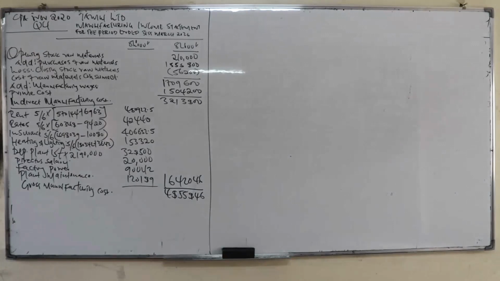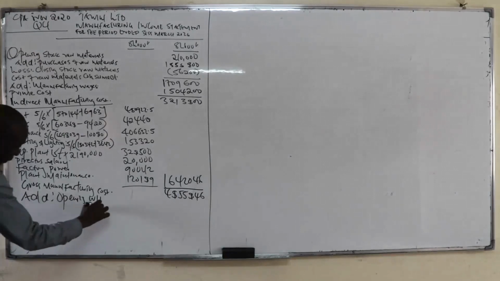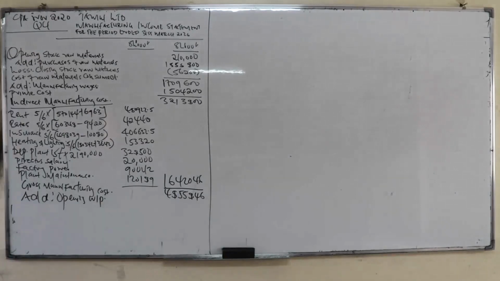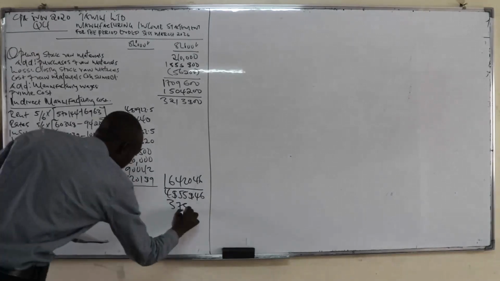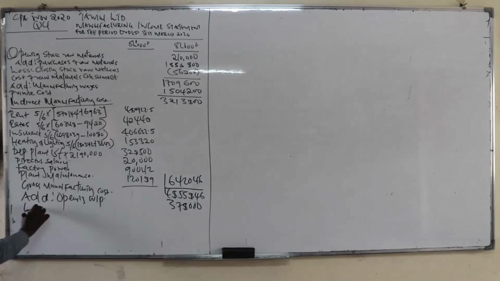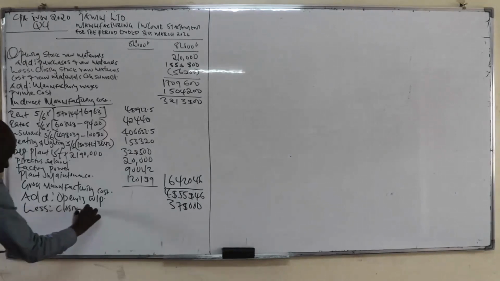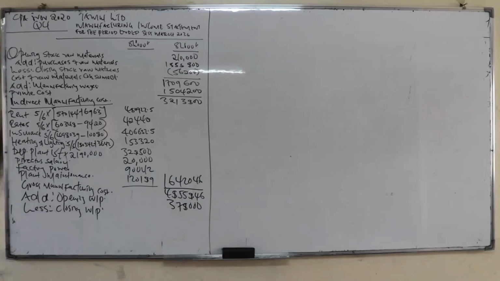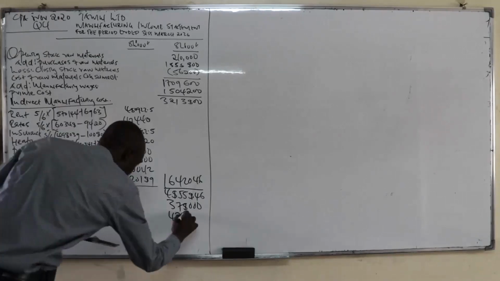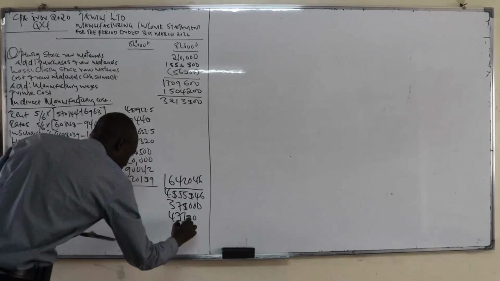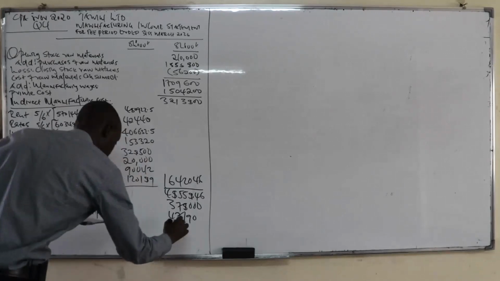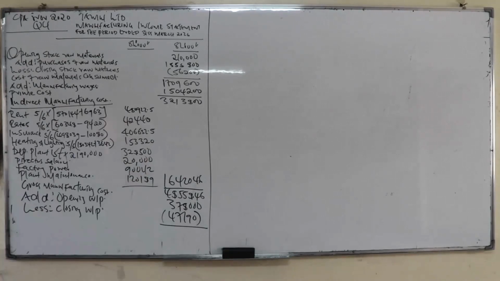And then you add opening WIP. Opening WIP means work in progress at the beginning, which is 378,000. And then you less closing WIP. Closing WIP is note number 7, which is 47,190. And then you get the manufacturing cost or production cost.